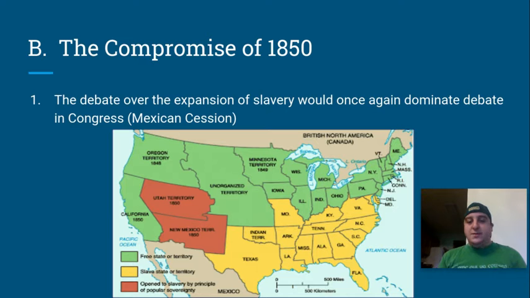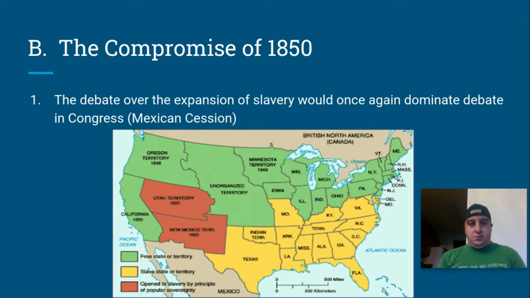That's going to be a problem when California is asking to be admitted into the United States as a free state. If you remember, California is acquired by the United States in 1848 as part of the Mexican-American War.